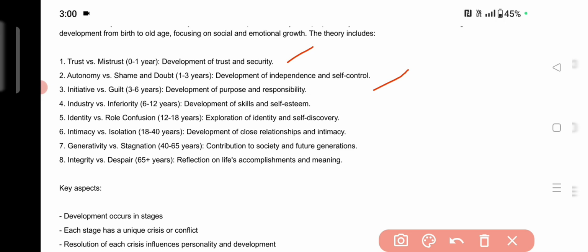The next stage is industry versus inferiority. That means early school age, in the sense of first standard to fifth or seventh standard. Here the development of skills and self-esteem takes place.